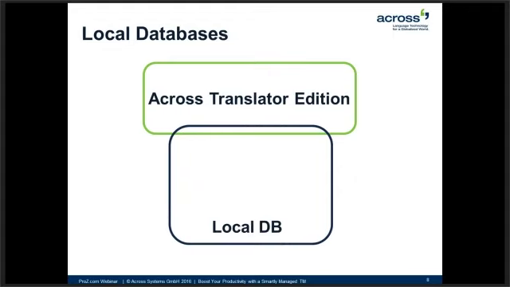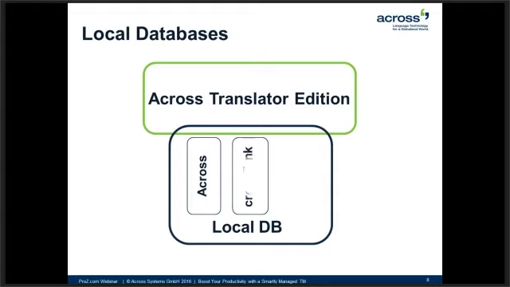The database has three different sections. One section is the section Across, where all the settings and projects and so forth are stored. The next section is the so-called Cross Tank. Cross Tank is the translation memory of Across. And the third section is, as you may have already guessed, the Cross Term section, where all the terminology of Across is stored.